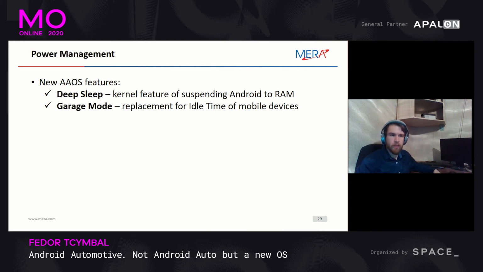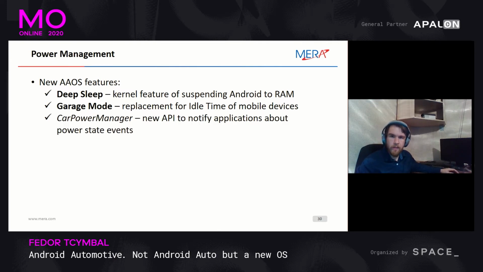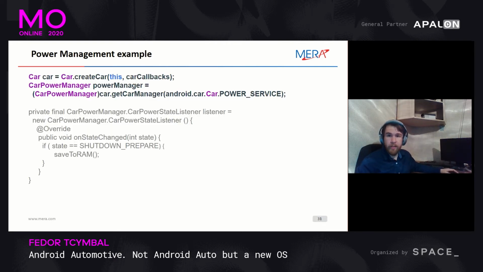And then there is a new API called Power Manager that allows apps to monitor the states of the power and to adapt. So, for example, here's some code just to show you that I'm not talking about this in theory. It's very simple. You can first create the power management using get car manager with a power service as an argument. And then you implement a car power state listener.